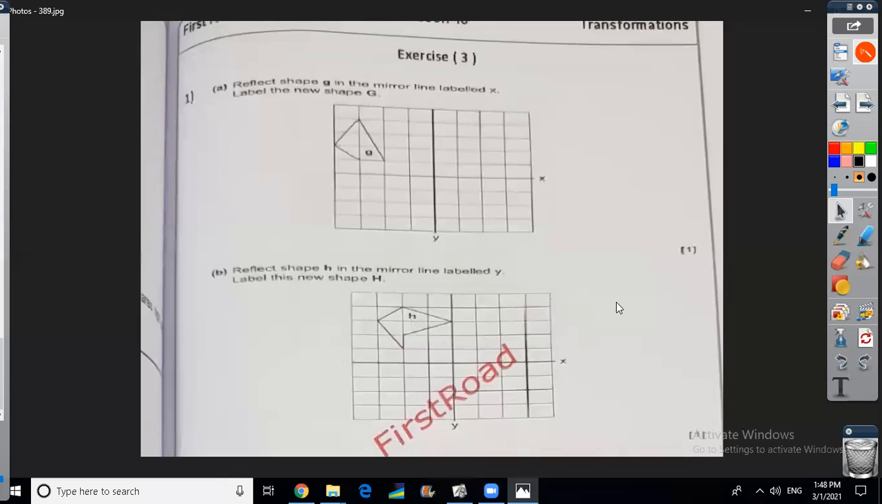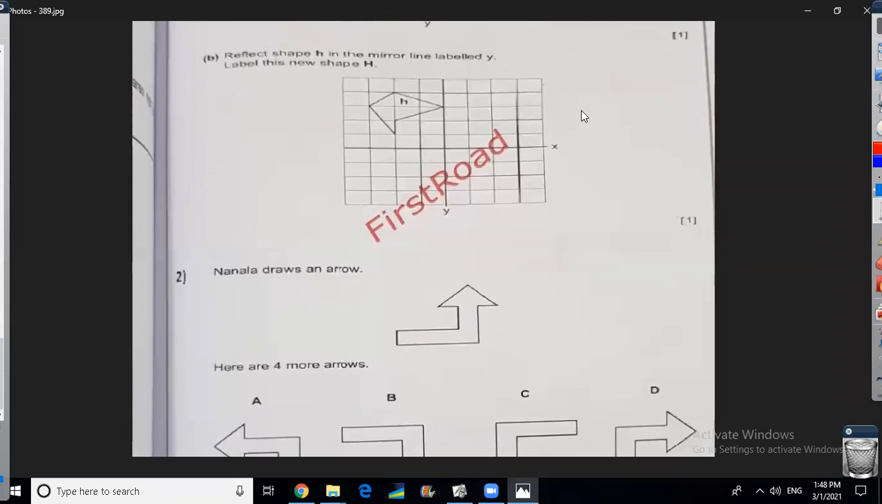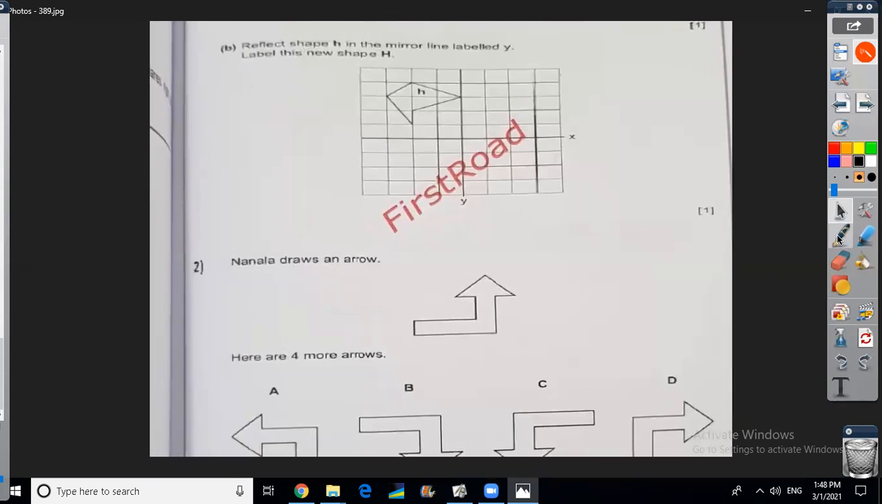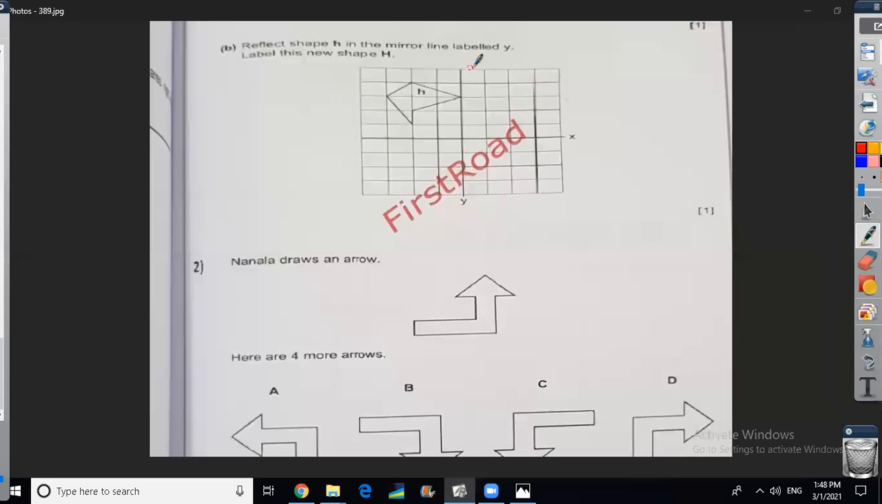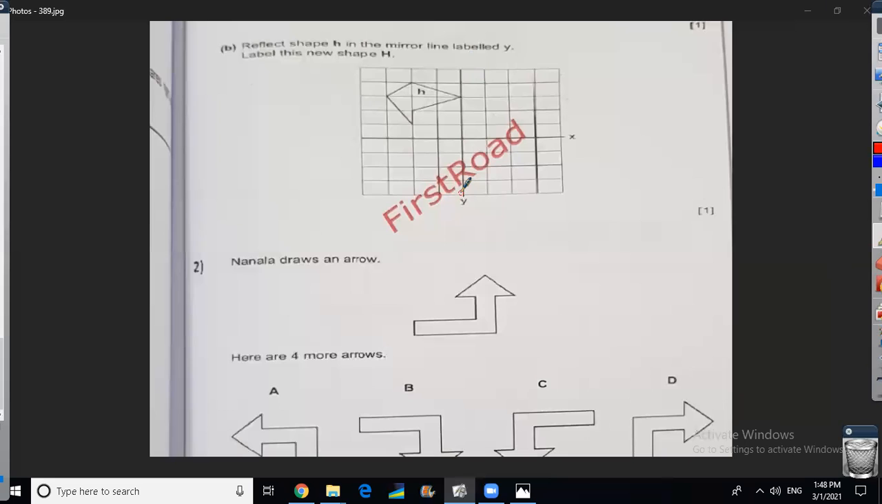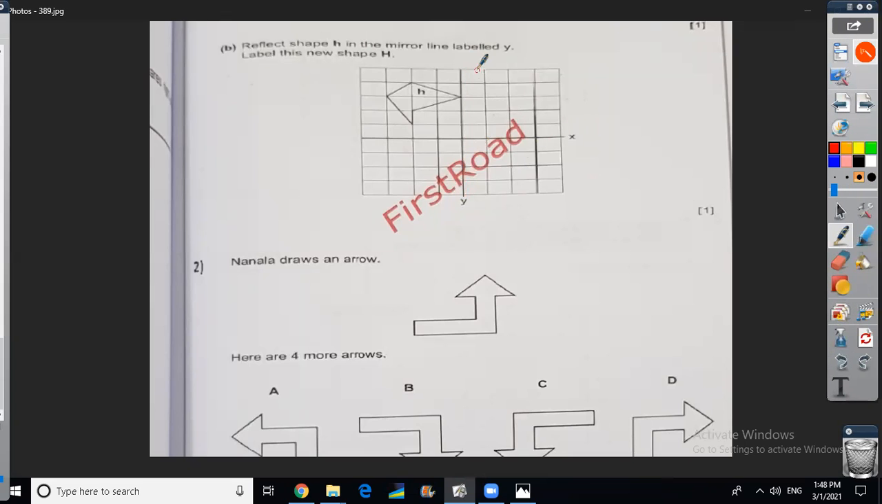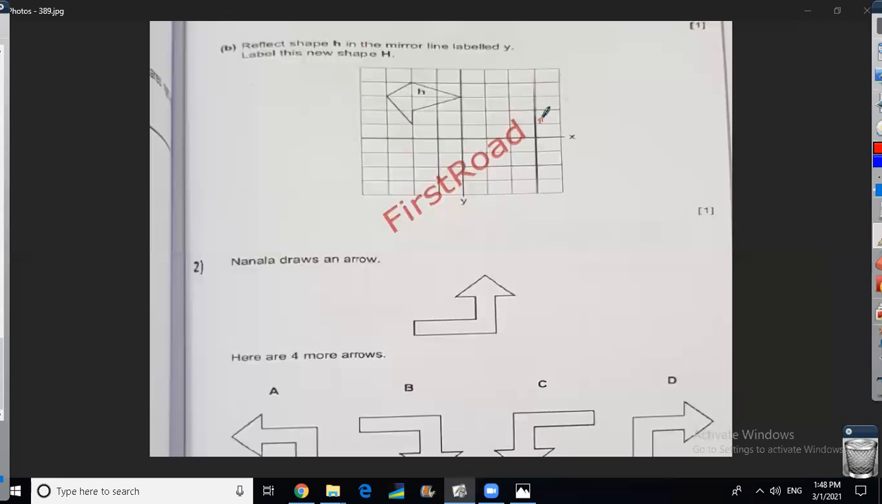They want you to reflect this. Question B. In the middle line labeled Y. Oh, look at this. So they want Y. So they want you to ignore X as if it's not there. All right, so let's do it through the middle line Y. All right, this point is already touching the middle line. So it's here. Of course, name them first, guys. Don't forget to name them, please. All right, so here, the first vertex, done. I'm gonna put it here on the middle line, touching it.